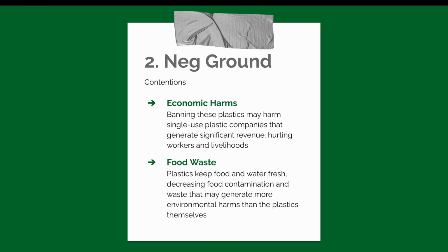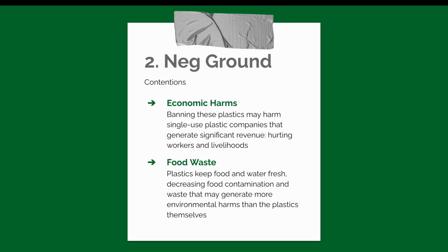This argument talks about how plastics keep food and water fresh, decreasing food contamination and even waste that may generate more environmental harms than the plastics themselves. And I think a pretty intuitive answer to this argument is probably how, although food contamination directly may just be disposed of in compost, for example, the intuitive negative argument to that is the more food we waste, the more food we have to produce, and then the idea of having to grow more cows or maybe raise other produce or livestock, just because we are throwing away all these foods with the lack of single-use plastics, that might even generate more environmental harm.